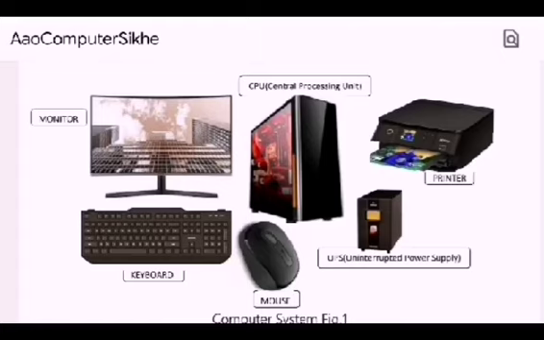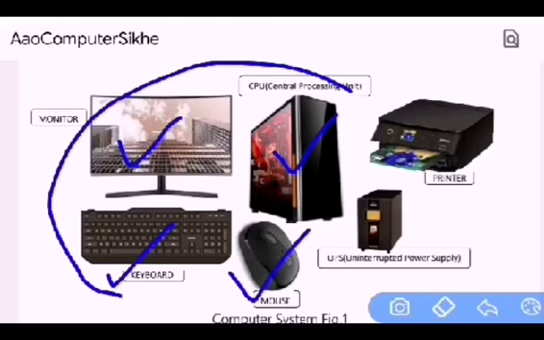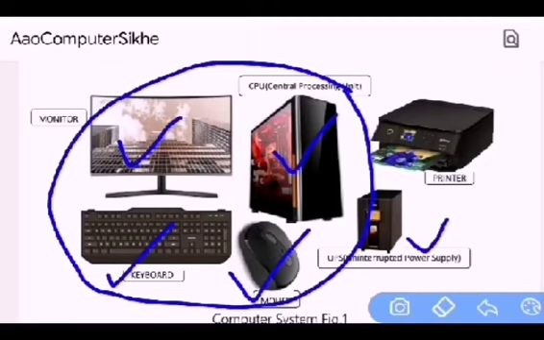Now, parts of computer. First is monitor, second is CPU, third is keyboard, fourth is mouse. These four are main parts of computer. You can add many external devices to the computer. UPS stands for uninterrupted power supply. It gives power backup from 5 to 30 minutes.